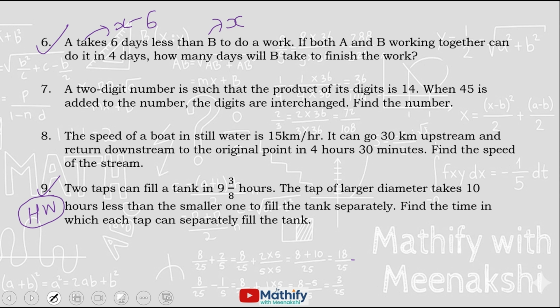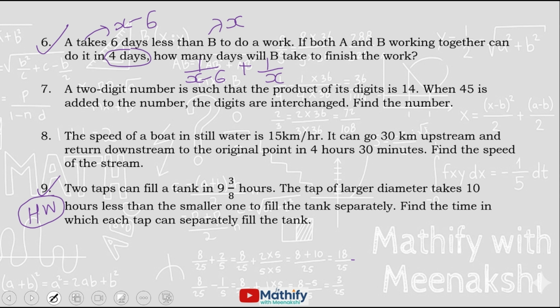Now you should know this thing that time taken and work done are always inverse. Let's take one example. Suppose I say that you have completed a particular work in 4 days. So you can say that your work done in a particular day is 1 by 4. So it's always inverse. Now it's given that A and B working together can do it in 4 days. So what is the work done of A in a day? That is 1 by x minus 6. What is the work done of B in a day? That is 1 by x.